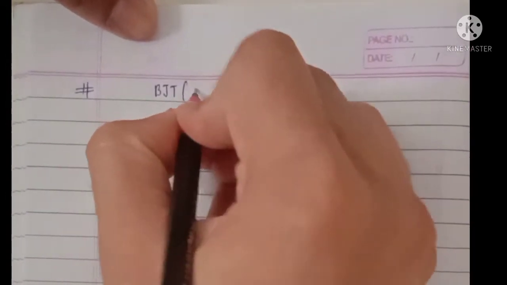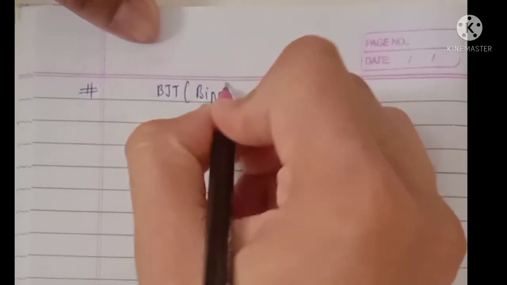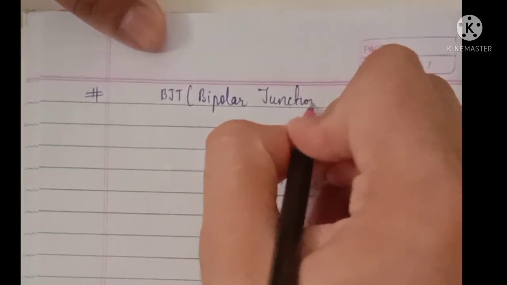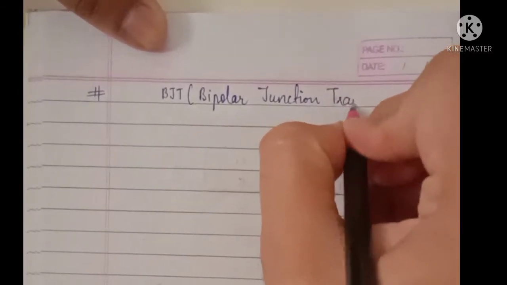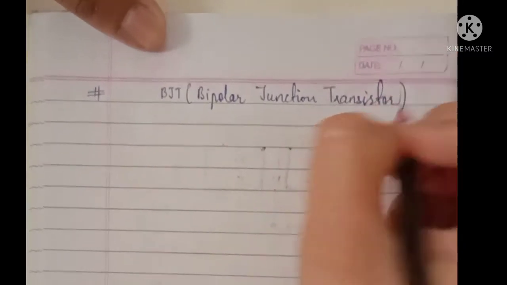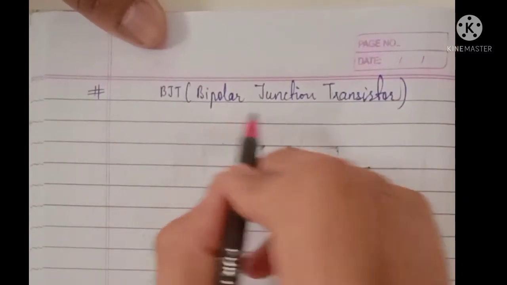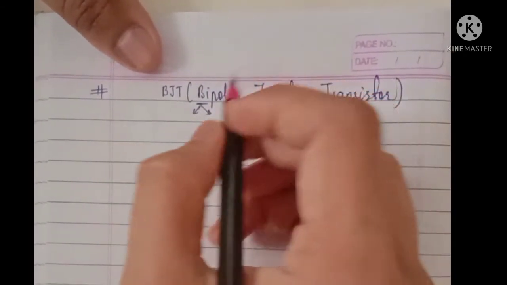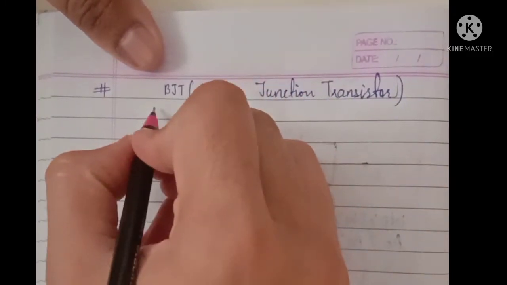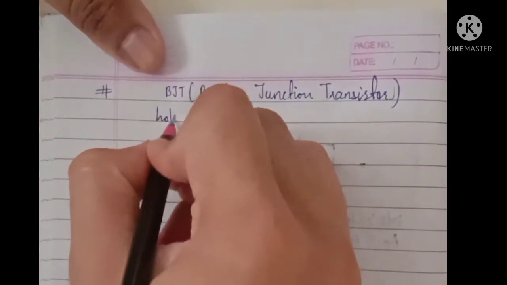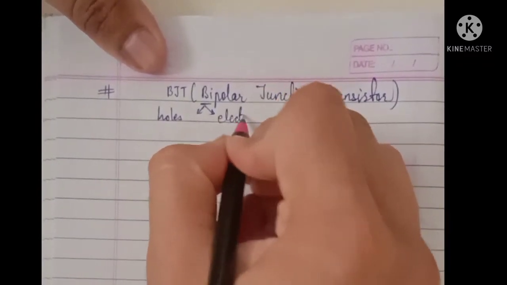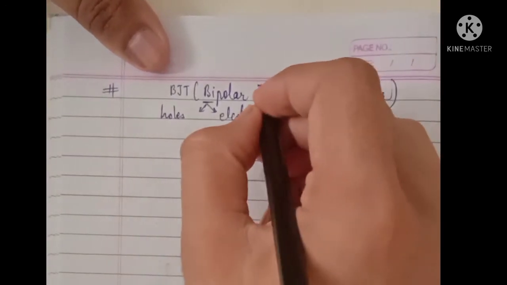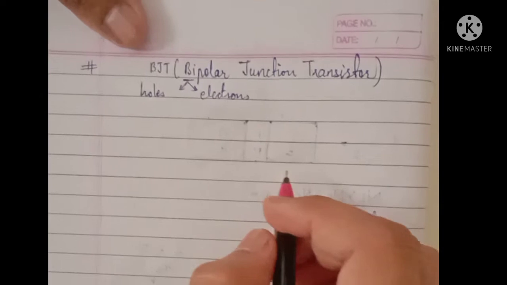BJT is bipolar junction transistor. Bi means two, and polar means two polarities. Like in a transistor we have holes and electrons, that's why it is called bipolar. And junction, we will discuss in a later part.